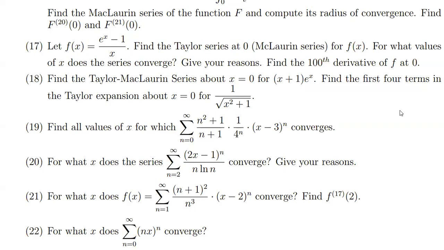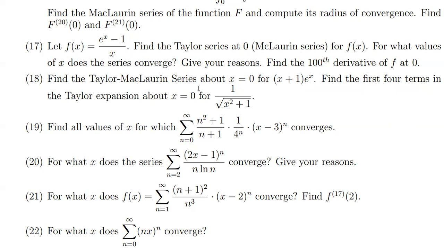Number 18, find the Taylor-Maclaurin series. I don't know why the professor put it like that. But anyway, find the Taylor series about x equals 0 for (x + 1)e^x. Find the first four terms in the Taylor expansion about x equals 0 for 1 over the square root of x squared plus 1. These are two different questions in one problem, okay?